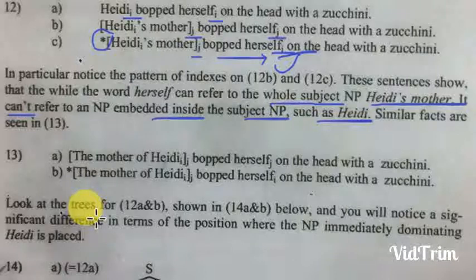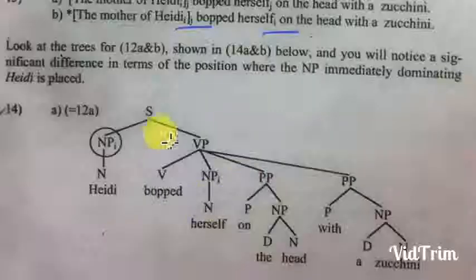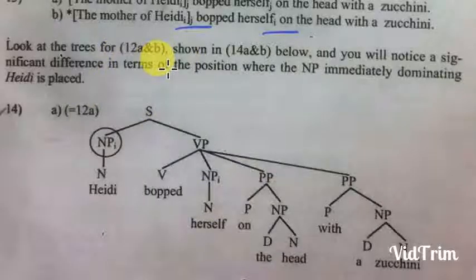Now, similar facts are seen in 13. Next sentence: the mother of Heidi bopped herself on the head with a zucchini. Herself here can refer to the mother of Heidi, but it cannot refer back to just Heidi. So Heidi gets I, and herself gets I. This sentence is wrong.